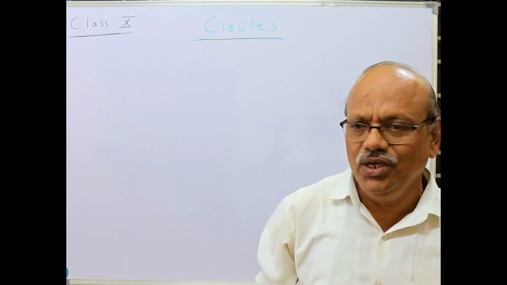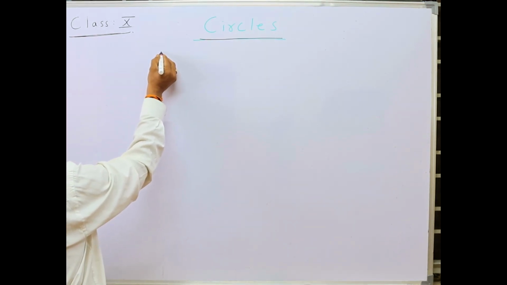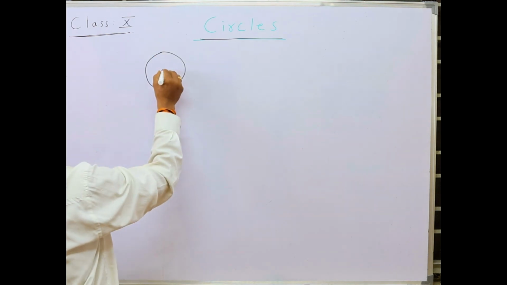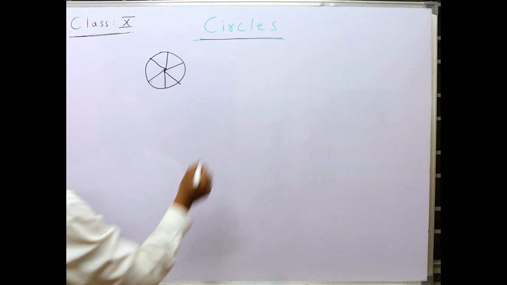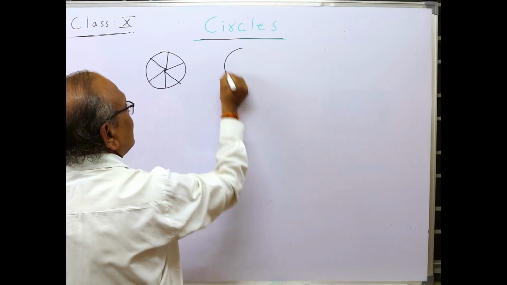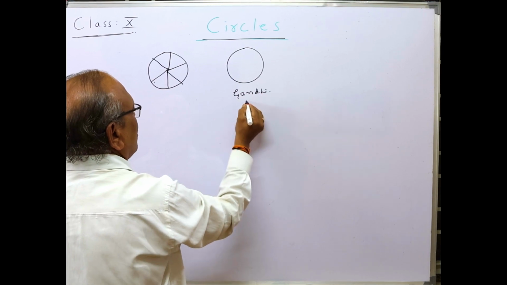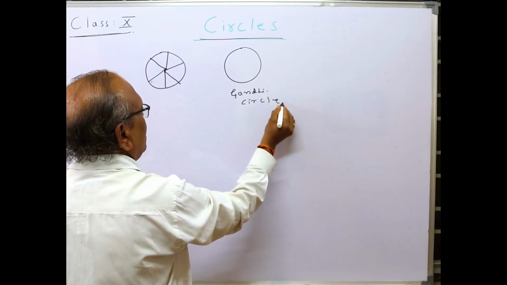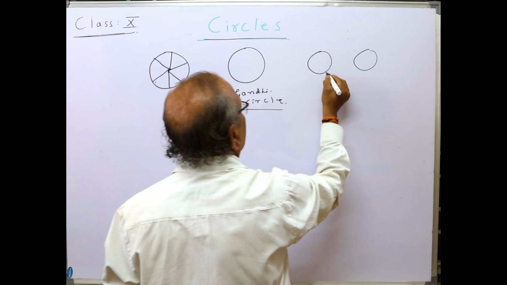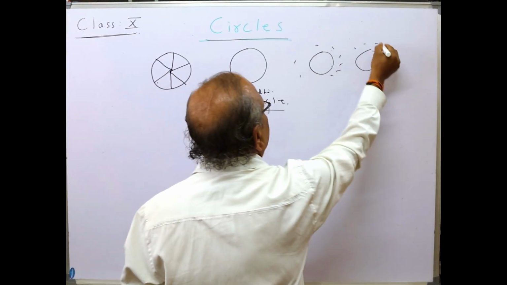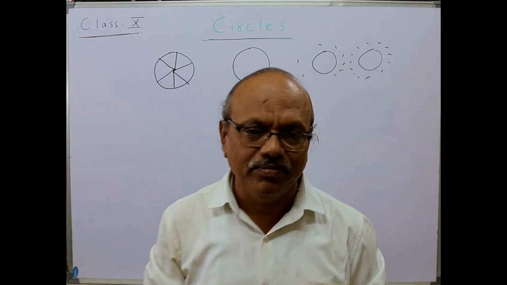In day-to-day life, you will find circles. If you see the wheel, the spokes of the wheel will be there like this, a cycle wheel. It is circular in shape. If you see the circles, Gandhi circle, Jubilee circle, whenever you go on the roads, the circles you come across in everyday life. Even the sun and the moon at a total lunar eclipse or total solar eclipse, you will find that they are circular in shape. Like this, there are many things in our day-to-day life which are circular in shape.